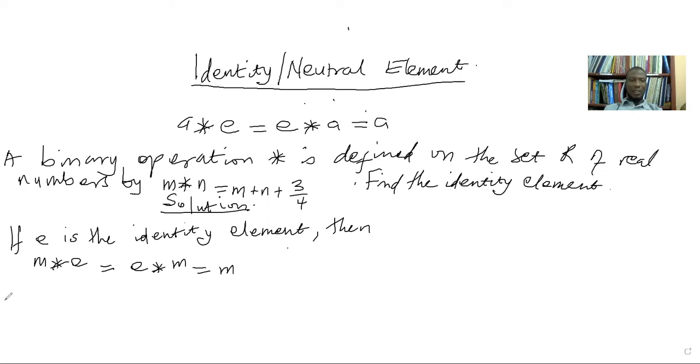So we go ahead and fix the M and the E into our original definition. That means that M operation E will now be M plus E plus 3/4. And again, we are just replacing the second element with the identity element. That's what we'll do in any other solution. When you're finding the identity element, you first replace the second element in the definition by E, which we are calling the identity element. Then you make E the subject, and that should give us our M back.